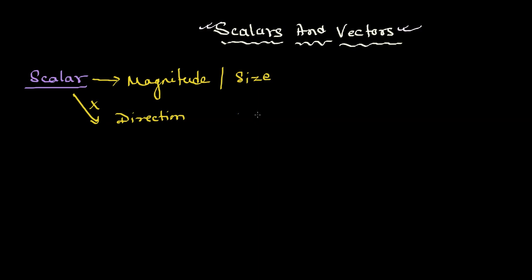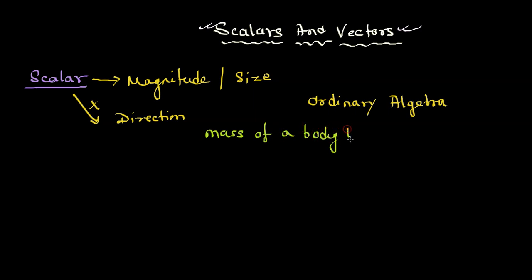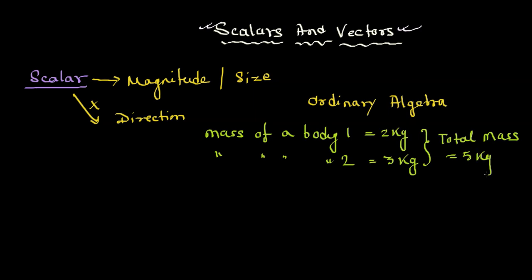So these quantities obey the rules of ordinary algebra, right? Ordinary algebra rule means 2 plus 3 is equal to 5. For example, the mass of body 1 is 2 kg, and the mass of body 2 is 3 kg. So the total mass is 5 kg. Okay, so ordinary algebra is applied in scalar quantity.